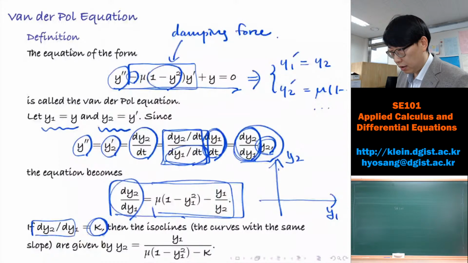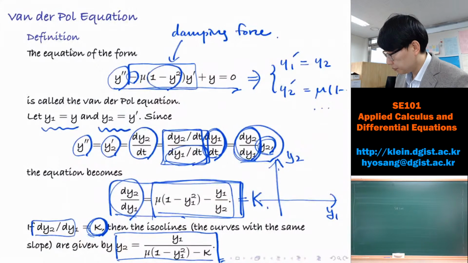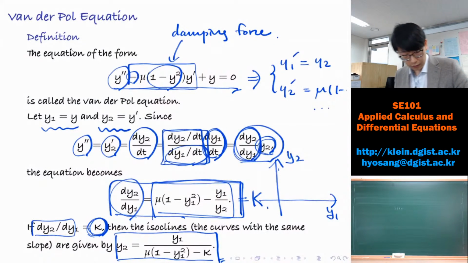And I take this k constant, so I'm taking the points where the slopes are always equal to the constant k. So these points whose slope is this constant k are given by this expression equals to k. If I rewrite this equation, then it becomes y2 equals to this expression. So let me give a picture of this graph.